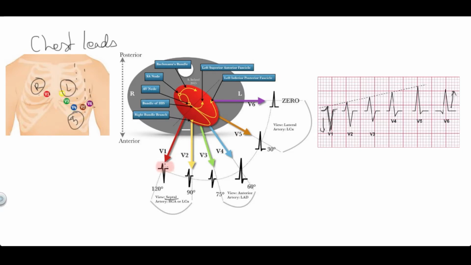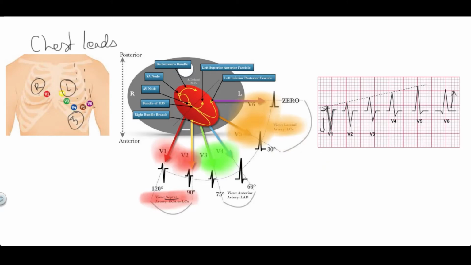Each lead is capable of measuring the electrical activity inside the particular region of the heart. For example, V1 and V2 are measuring the electrical activity in septal region of the heart. V3 and V4 are measuring the anterior part of the heart. V5 and V6 are measuring the electrical activity in the lateral part of the heart.